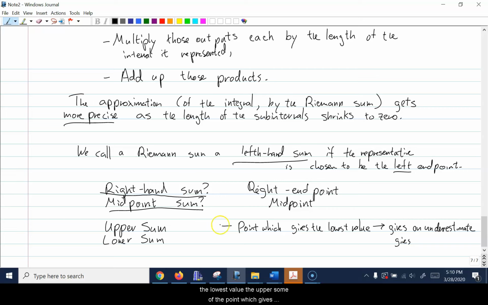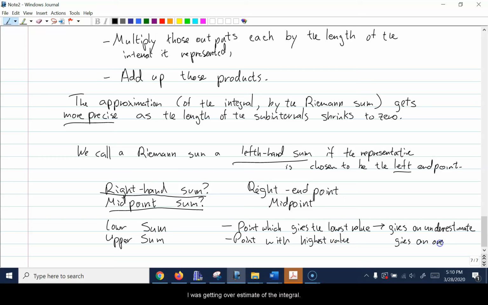I screwed this up. The lower sum is the point which gives the lowest value. The upper sum is the point which gives the highest value. So for the upper sum, you use the point with the highest value. And this gives an overestimate of the integral.